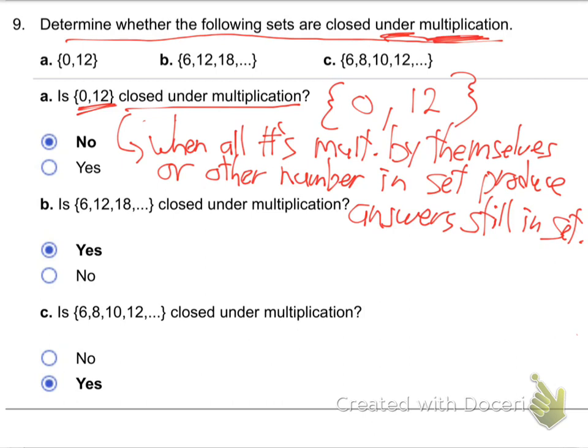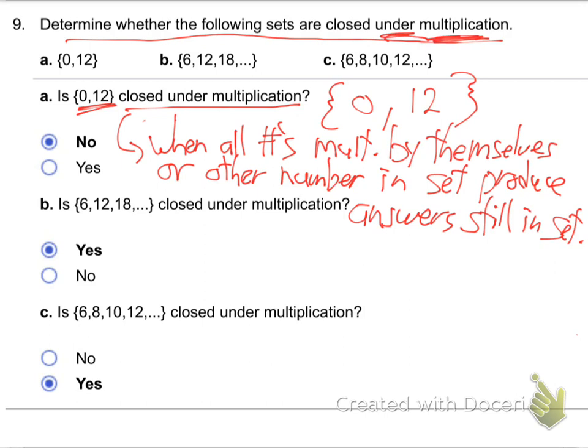So that's what it means to be closed. A system is closed if you multiply numbers times themselves or times other numbers in the set and they never get out the door. They never get out of the set. So, if you multiply 0 times itself, 0 times 0 is 0. That answer's in the set. 0 times 12 is 0. That answer's in the set.